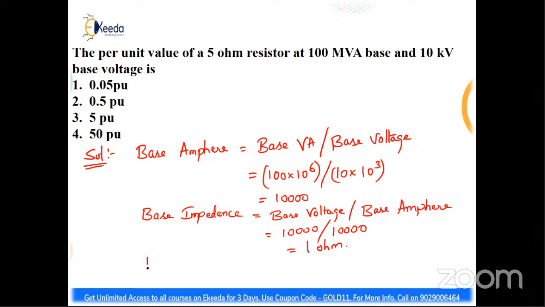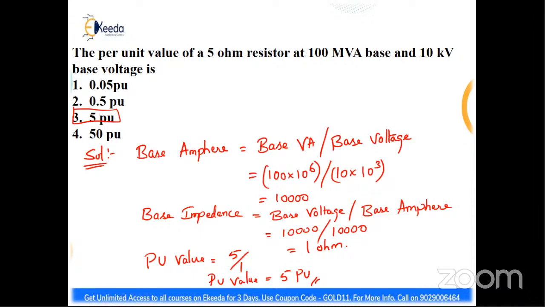Clear? Now, PU value, per unit value, is equals to 5 ohms divided by 1 ohm. Then what will be the value of new PU value? The new PU value is equals to 5 PU. So here the right answer is option 3, that is 5 PU. Right?